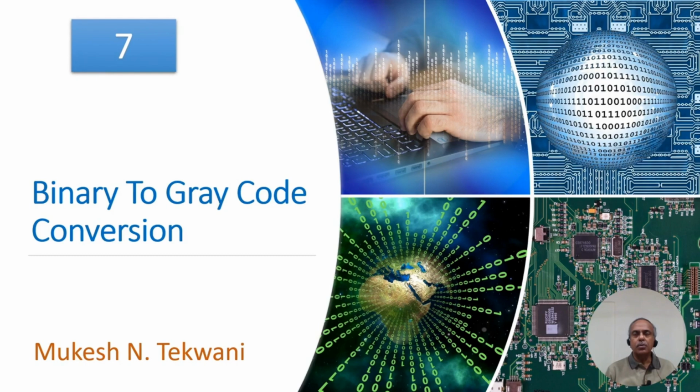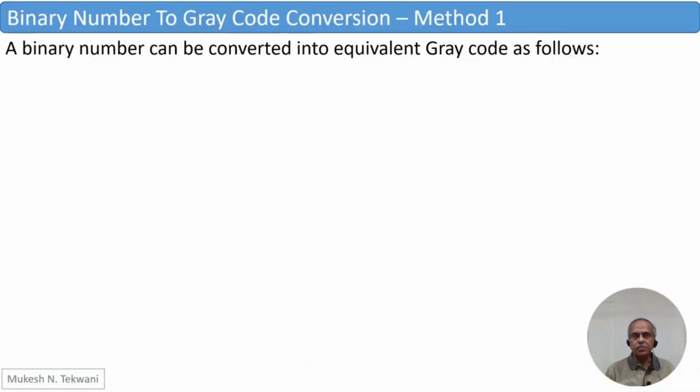This video is dealing with the topic of binary code to gray code conversion. A binary number can be converted into a gray code by 2 different methods. We look at both the methods in this video.